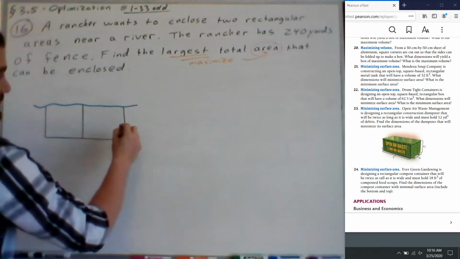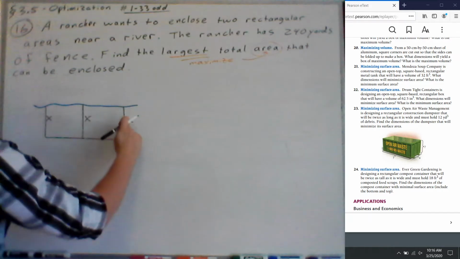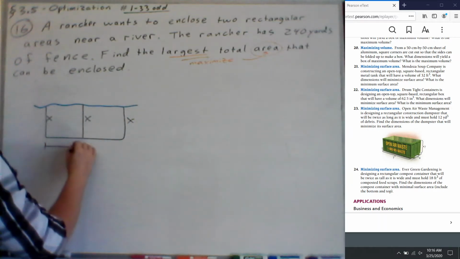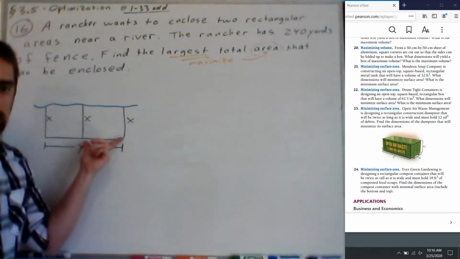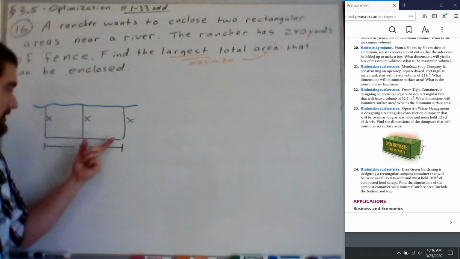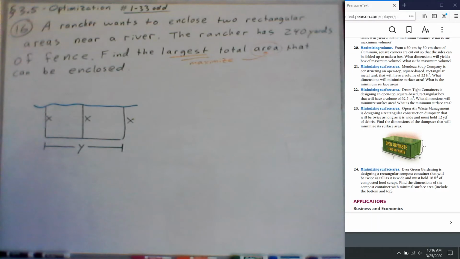So what I'm going to do is set it up as these lengths I don't know. It has to be a rectangular, right? Two rectangular areas. This length is not x, and it's not guaranteed that these are squares. I don't know that right off the bat. So I don't know what this length is, so I'm just going to call it something else. I'm going to call it y.